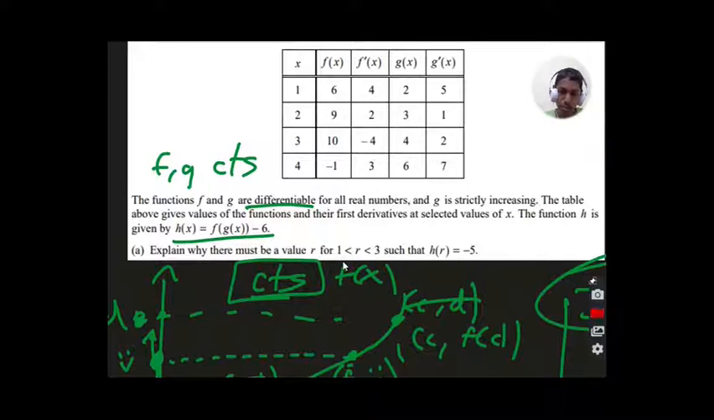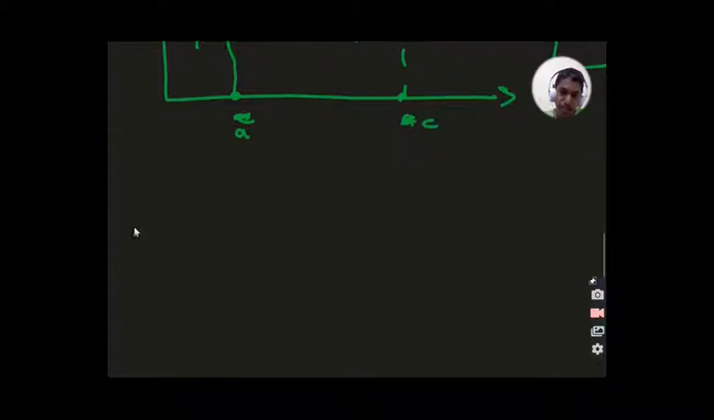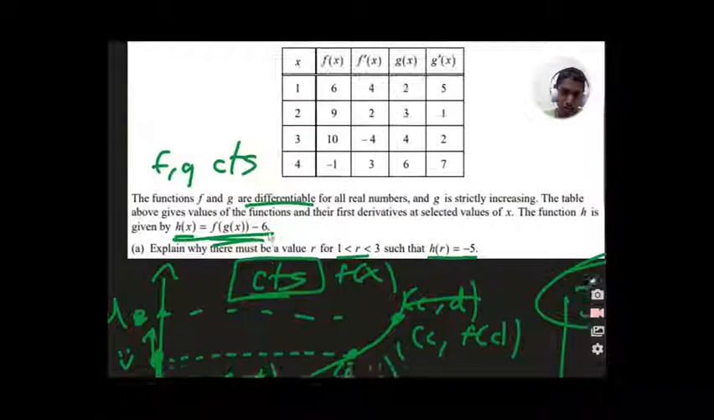Alright, so explain why there must be a value r in this interval such that h of r is minus 5. Okay, so one clue to me that we should use the intermediate value theorem here is that we can find values of h at 1 and 3, right? Because h is basically based on f and g, and I'm going to trust that the table will help me find whatever it is for 1 and 3. And so let's make sure that's the case. Let's find h of 1.